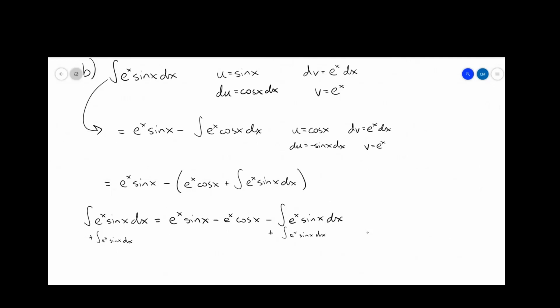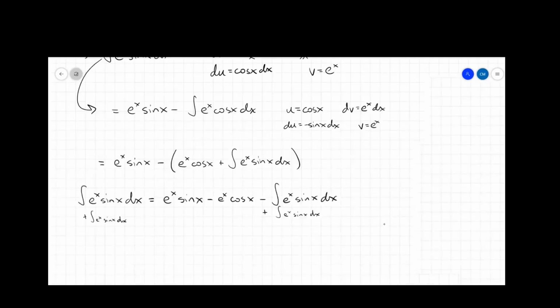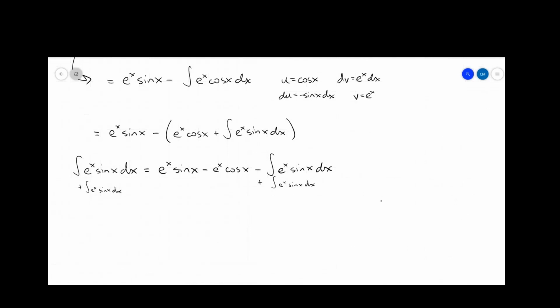Well, since I have exactly the same thing on the left side, when I add one integral of something to the exact same integral of that something, that means there's just two of those integrals. So I'm just going to get 2 times the integral of e to the x sine x. And then on this side we can maybe factor out an e to the x, save a little bit of writing.